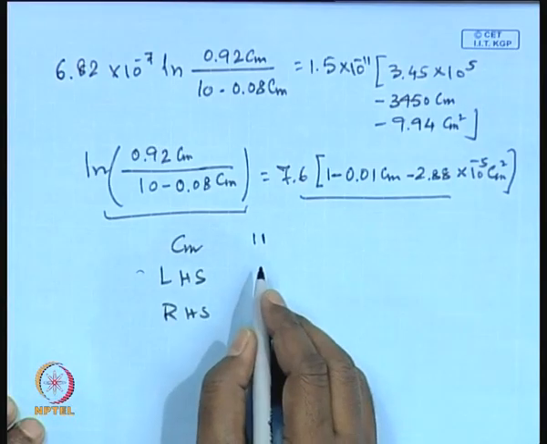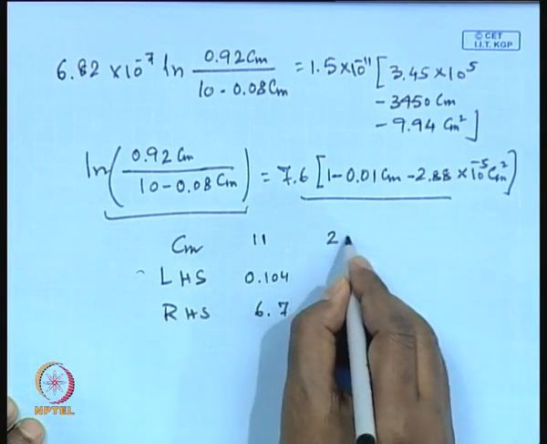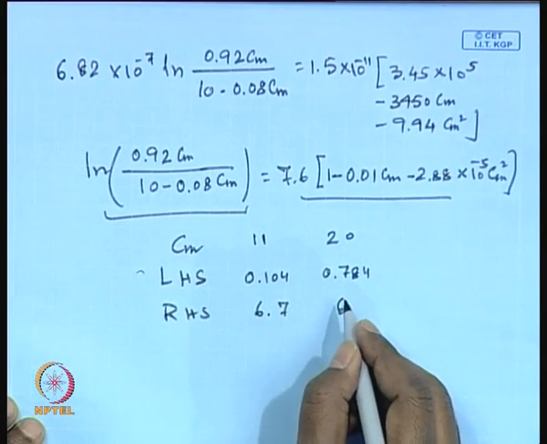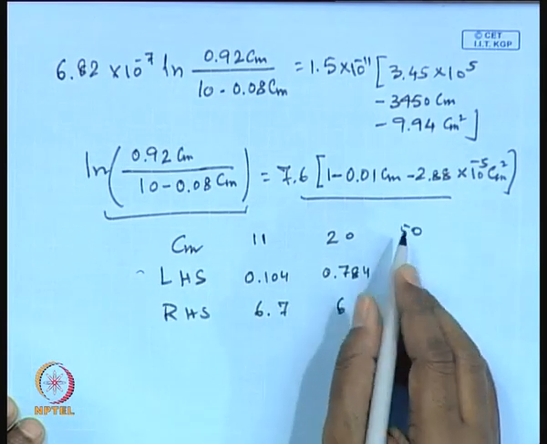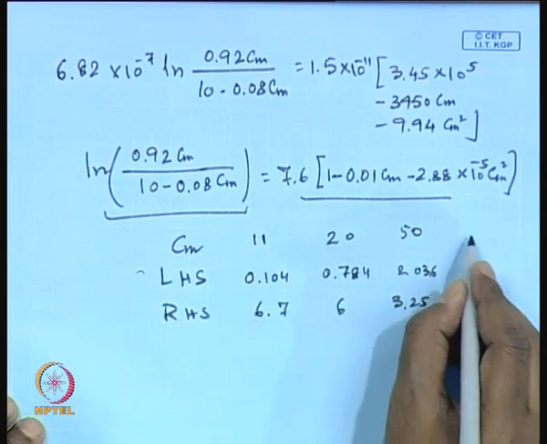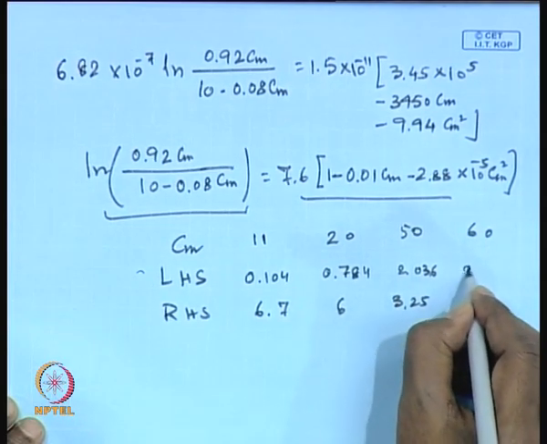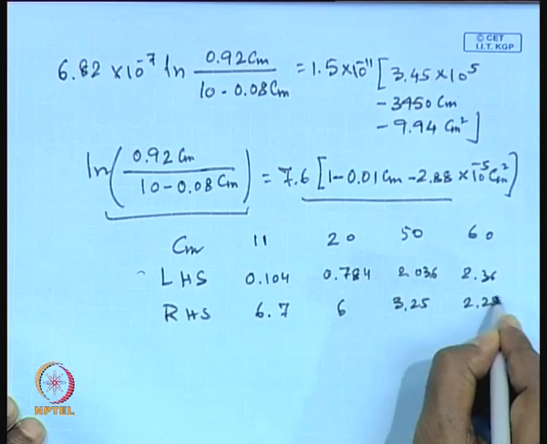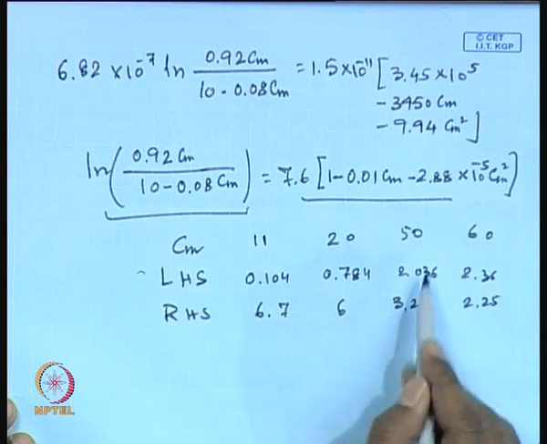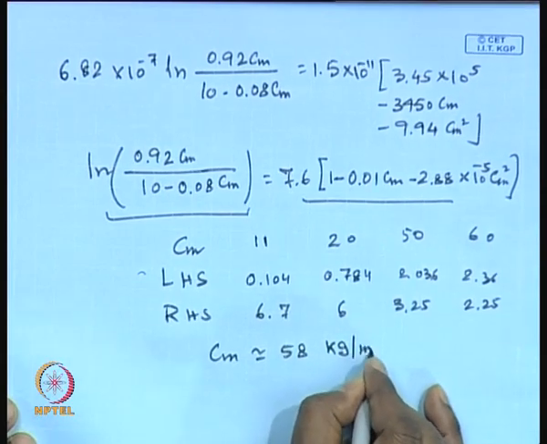Okay. So, your guess value should never be below the value of C naught. If you guess a value of Cm equal to 11, the left hand side becomes 0.104, right hand side is 6.7. If it is 20, the left hand side is 0.784, the right hand side becomes 6. If it is 50, it becomes 2.036 and 3.25, so it is now less. If it is around 60, it will be 2.36 and 2.25. Okay. So, this becomes higher. So, it will be between 50 and 60, right. So, the trend changes and Cm will be roughly around 58 kg per meter cube, the convergence will be around 58 kg per meter cube.